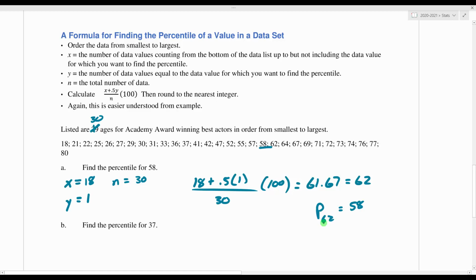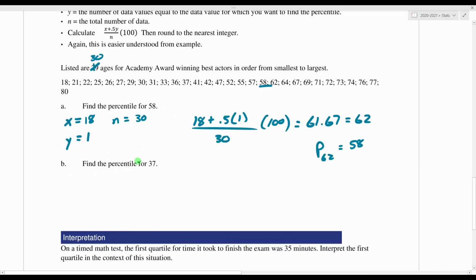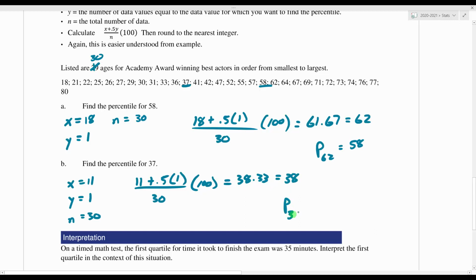In other words, you were older than 62% of all of the other Academy Award winning best actors out there. Let's do it one more time, this time for the percentile for a 37-year-old actor. So we would go to 37 and count up the number of data pieces. So we got 1, 2, 3, 4, 5, 6, 7, 8, 9, 10, 11. So we're going to say X equals 11 this time. Y is 1 because 37 only occurs once. And then N is still 30. So we're going to have 11 plus 0.5 times 1 all over 30 times 100. And we should get 38.33. So this one's going to round down to 38. So we would say percentile 38 equals 37. So if you told me you were a 37-year-old best Academy Award winning actor, then I would know that you are older than 38% of all of the other Academy Award winning best actors.